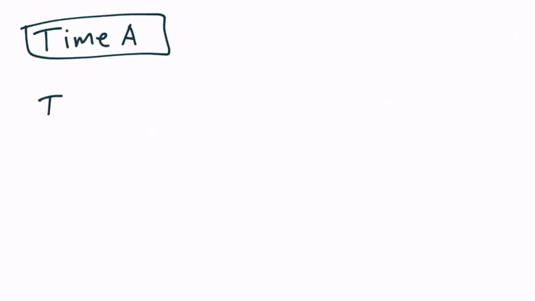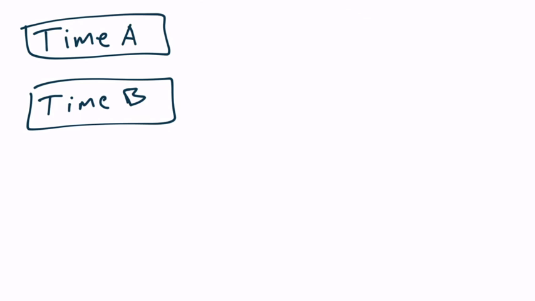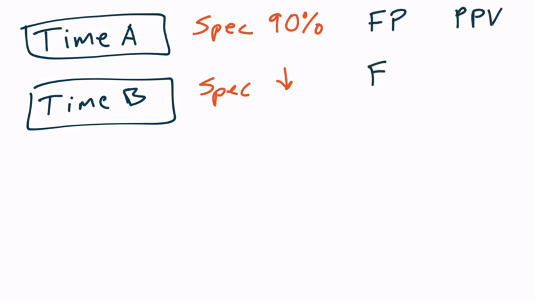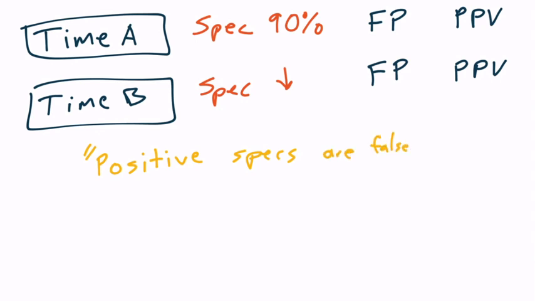So we are given 2 times, time A and time B. We are told that the specificity at time A is 90%. But after more data was available at time B, the specificity had decreased. And we are asked to determine what happened to the false positive rate and the positive predictive value from time A to time B. To get this question right, quickly remember the mnemonic. Positive specs are falsely positive.